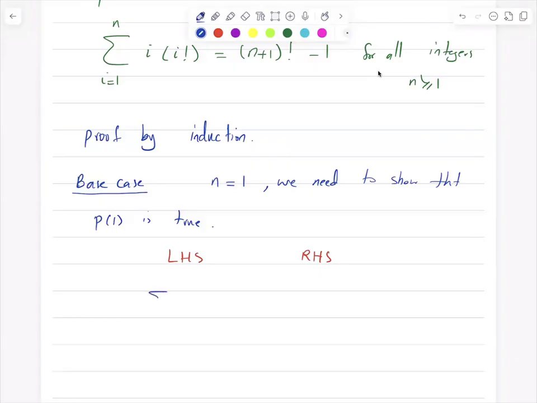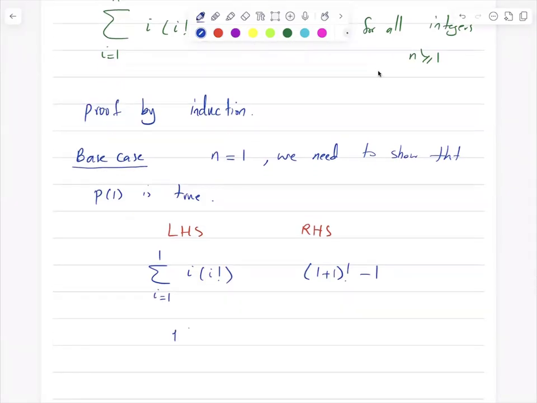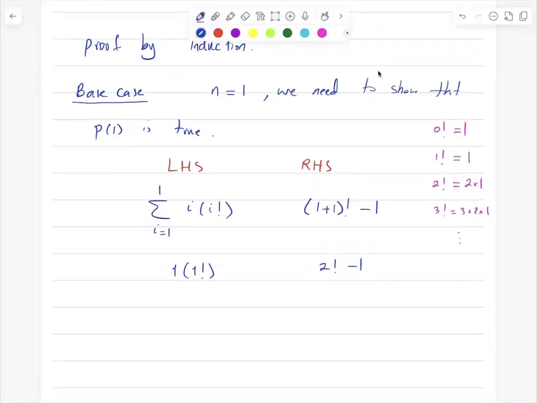On the left-hand side, you have the summation of i times i factorial, i starts from 1, stops at 1. And on the right-hand side, you have 1 plus 1 factorial minus 1. My left-hand side has only one term, which is 1 times 1 factorial. My right-hand side is 2 factorial minus 1. Remember that 0 factorial is 1, 1 factorial is 1, 2 factorial is 2 times 1, 3 factorial is 3 times 2 times 1, and so on. So basically, on the left-hand side, you have 1. On the right-hand side, you have 2 minus 1, which is 1 again. So left-hand side and right-hand side are equal to each other. So this base case is true.